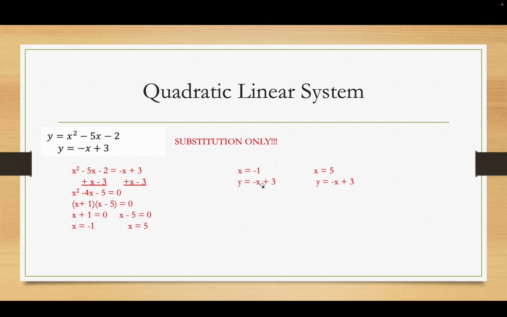So I can go back and get y using either equation. It's just so much easier to use the bottom one. I don't have to worry about exponents and so on. Y is negative x plus 3. The negative of negative 1 is 1. Plus 3 makes 4. And then the negative of 5 plus 3 makes negative 2. So negative 1, 4, sorry. And negative 5, negative 2.